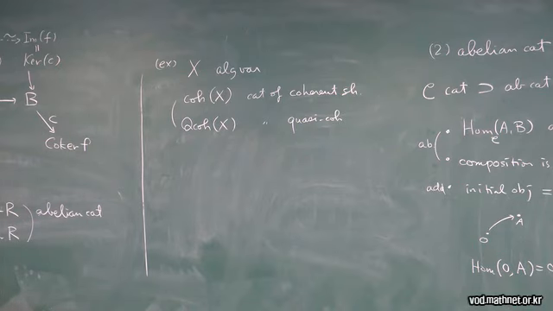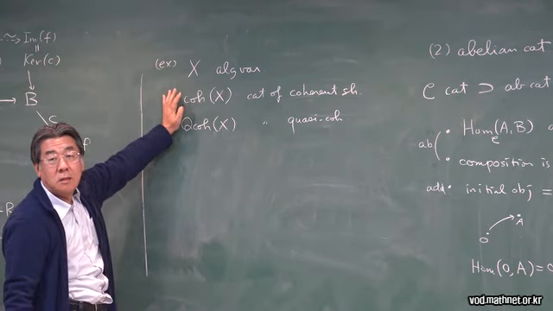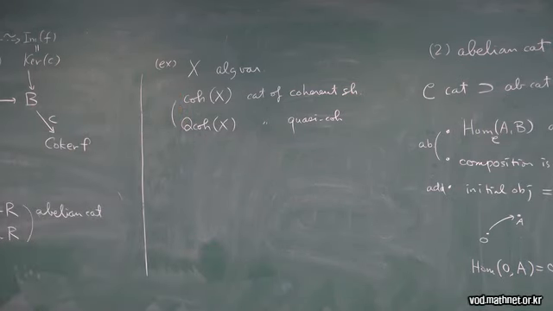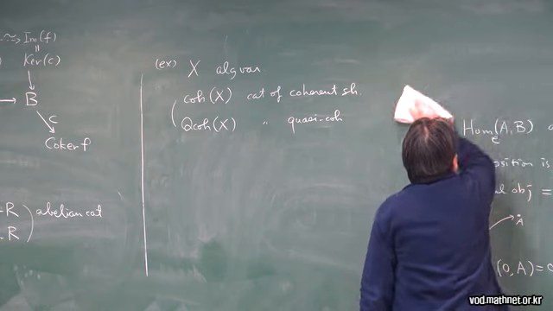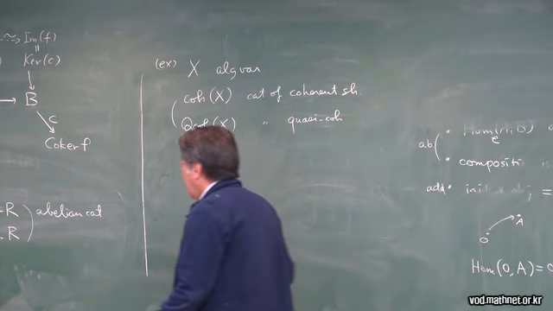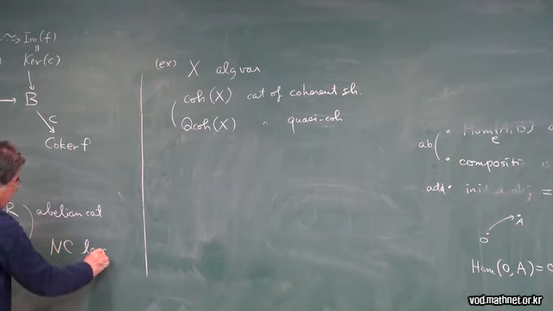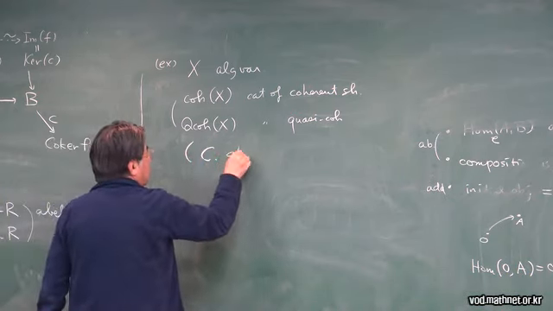So this is a local thing, but non-commutative. This is a global thing, but commutative. And the theories of the global commutative things and the local non-commutative things are very parallel. So many things are parallel. So non-commutative, local, and this is commutative, global.